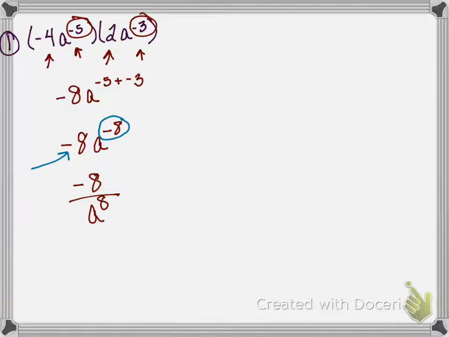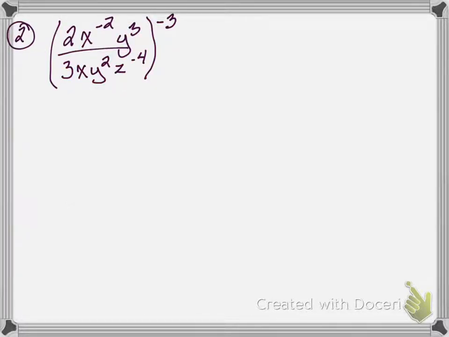Okay, let's look at number 2. Number 2 is 2x to the negative 2 times y to the third, all of that over 3x y squared z to the negative fourth, and then the entire thing is raised to the negative third power.